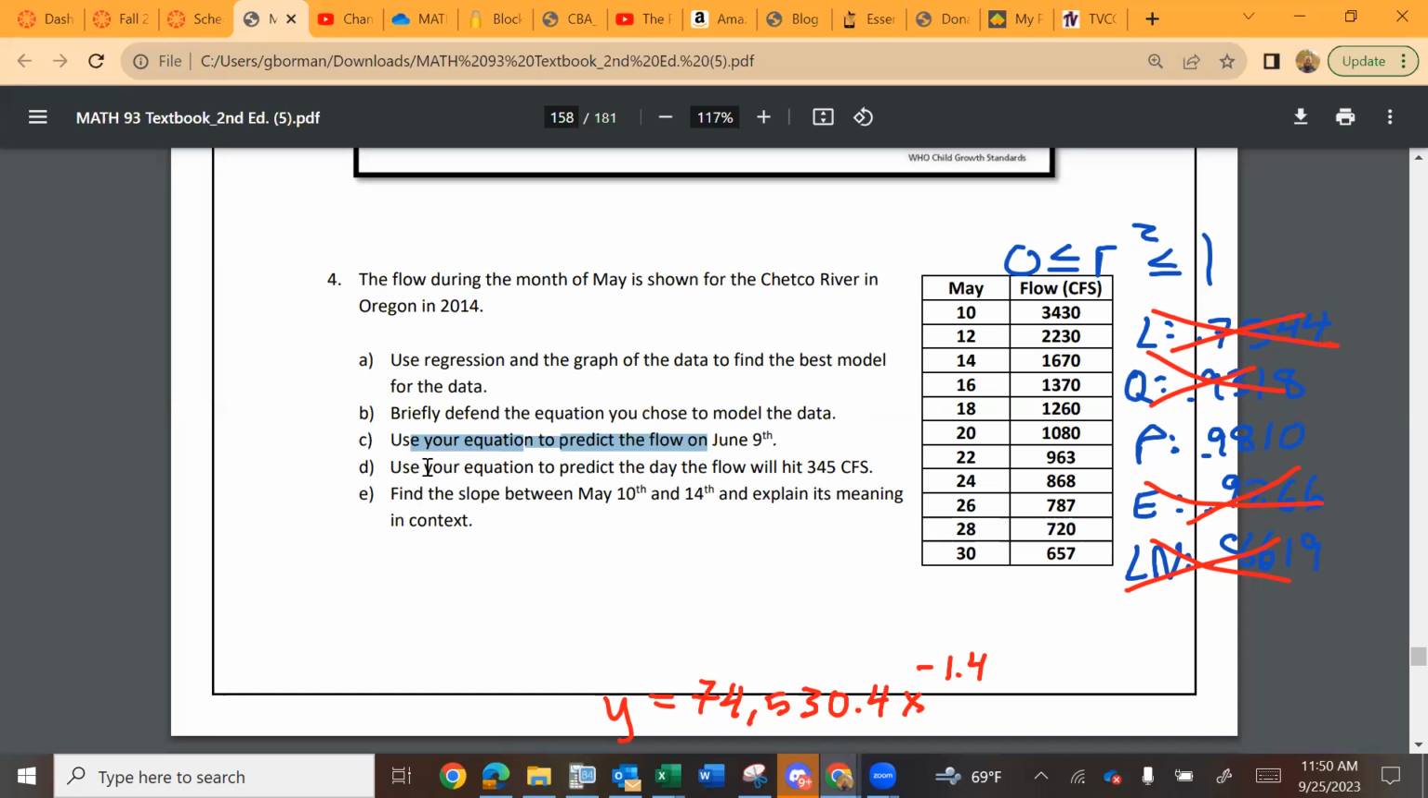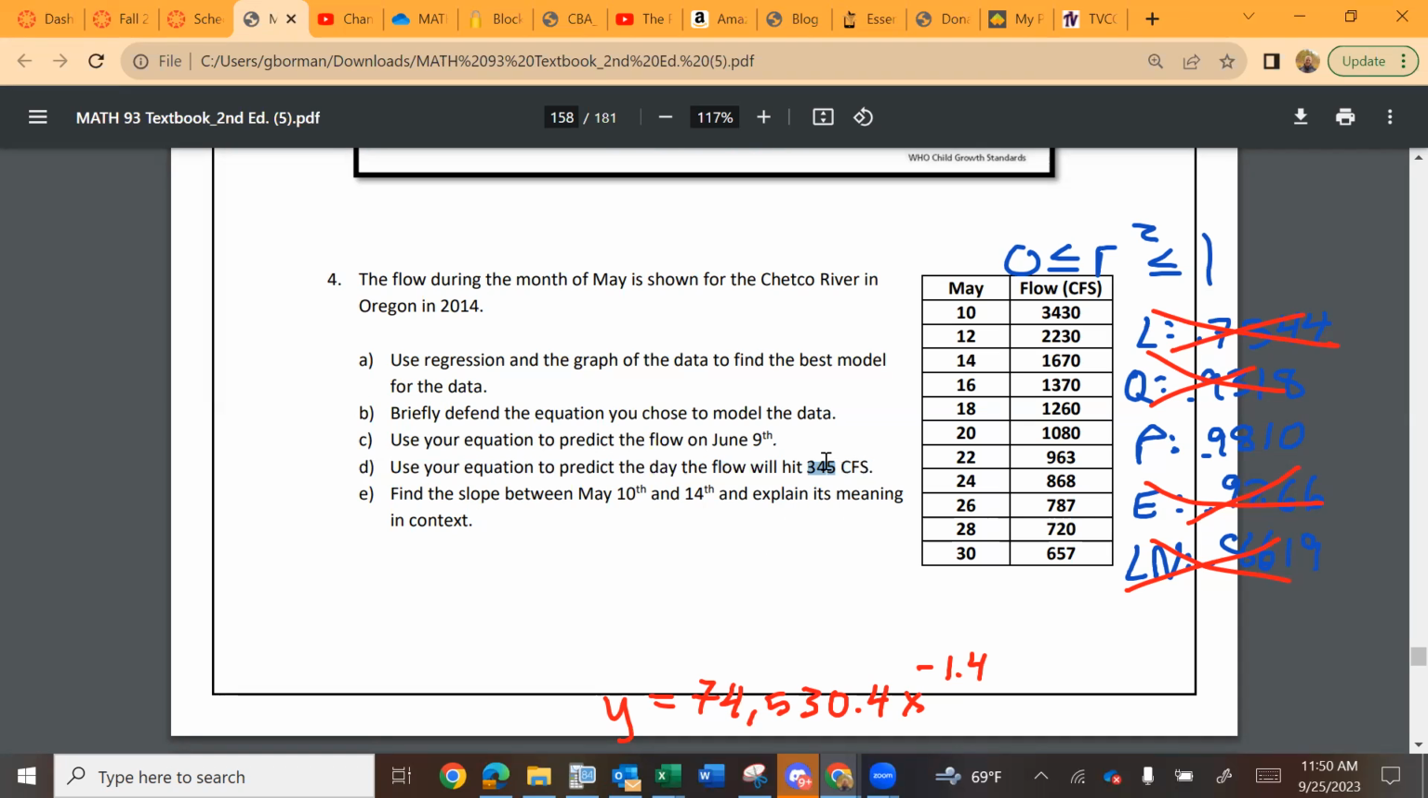All right. Part D. My daughters are just going nuts over there. Yeah, I'm at home. Okay, so use your equation to predict the day the flow will hit 345. Okay, so now they're giving us a y value. And hey, shut up over there. All right. So yeah, they're not going to care.